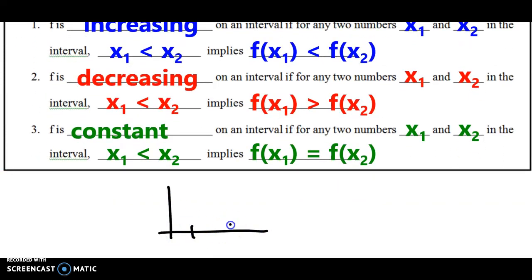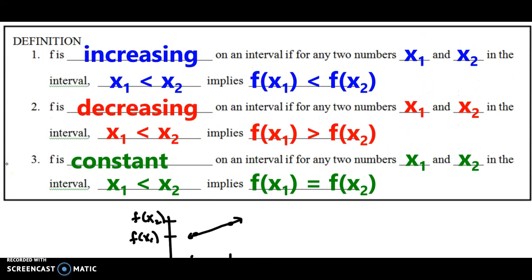So this is x1 and x2, right? Clearly x1 is less than x2. So f of x1 is less than f of x2 would imply that it's increasing. Okay, so that's what this wording is describing, and it'll be the same pretty much for the rest.